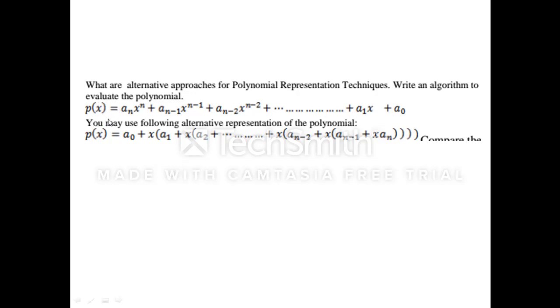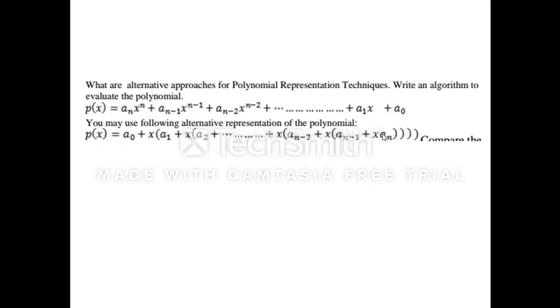The polynomial is like p(x) equals a_n x to the power n plus a_(n-1) x to the power n minus 1 plus a_(n-2) x to the power n minus 2, and so on. We can also write it like p(x) equals a_0 plus x times (a_1 plus x times (a_2 plus ... x times (a_(n-1) plus x times a_n))). That is, each polynomial can be written as a_i plus x times a_(i+1), the higher order term, multiplied by x and added to its current constant.